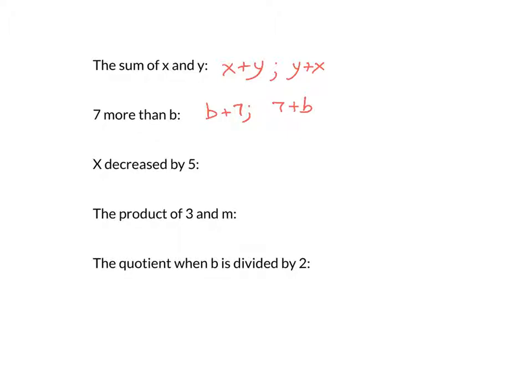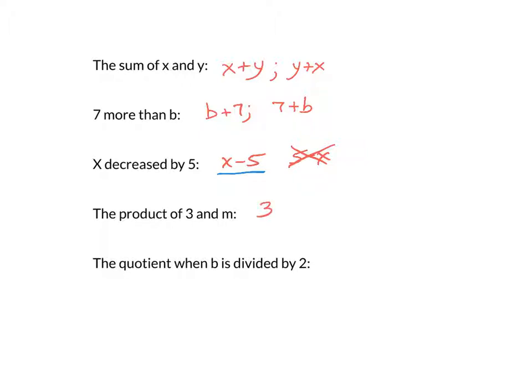The third one I have, x decreased by 5. I have x, I want to decrease it by 5, so I have x subtract 5. This is one case in which I cannot write it as 5 subtract x, because subtraction is not commutative. It does not mean the same thing. I have x and I want to decrease it by 5, so my answer does have to be x subtract 5.